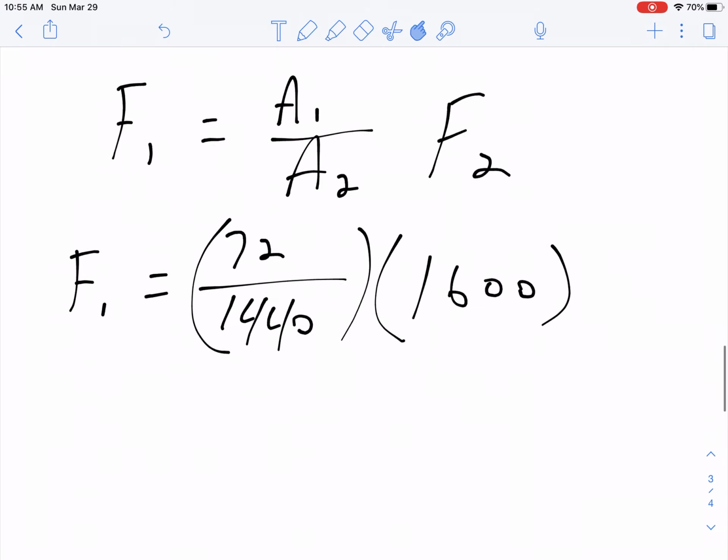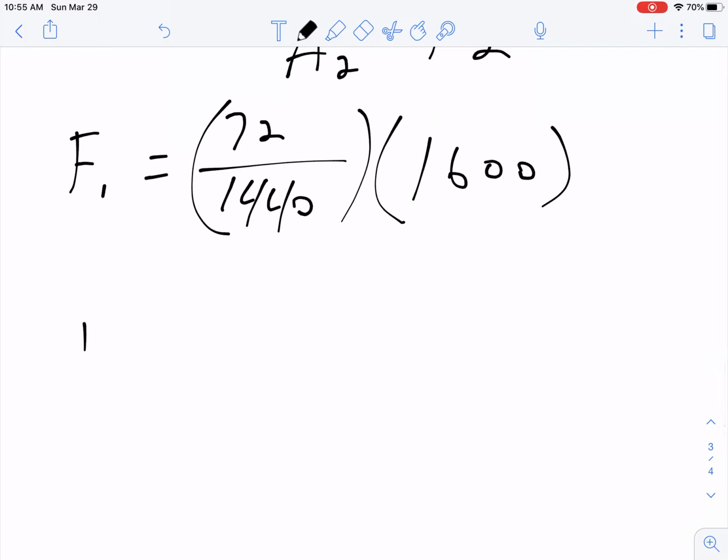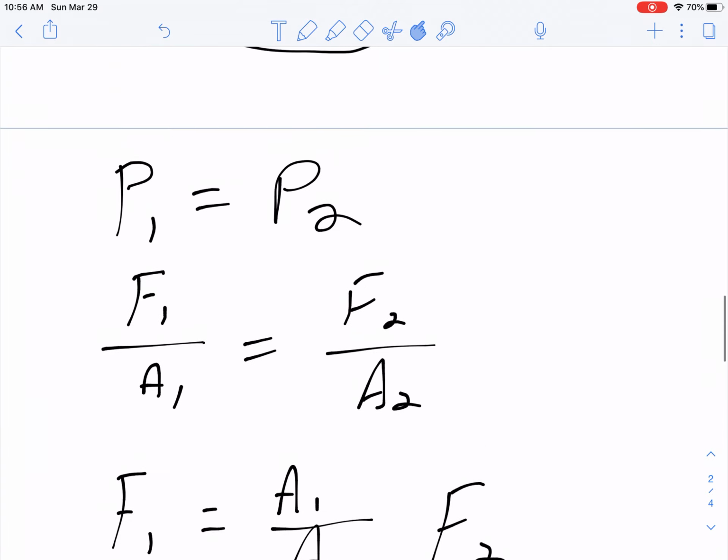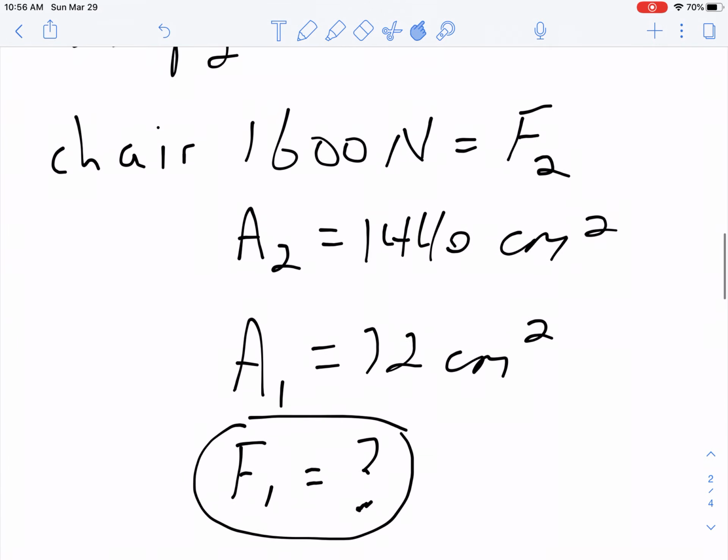And if we do that, we calculate out force 1 is a meek little 80 newtons. So the dentist needs to apply a meek little 80 Newton force, and if he applies a meek little 80 Newton force, he will be able to lift the entire 1,600 Newton chair.